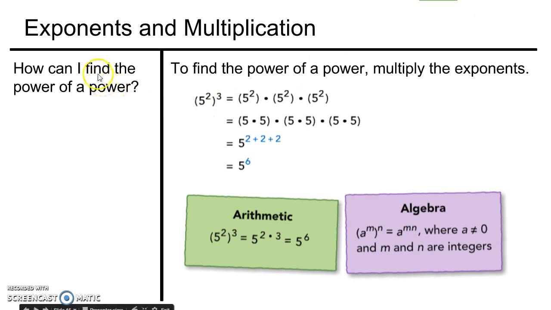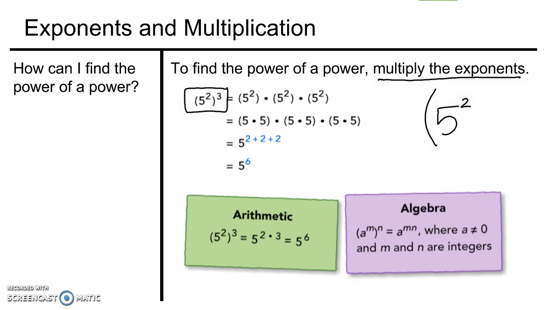So first, copy this down. How can I find the power of a power? It sounds more complicated than it is. Power of a power. To find the power of a power, multiply the exponents. And like yesterday, I want you to underline this last part here. Power of a power, we are going to multiply the exponents. What does that look like? I want you to copy this down right here. I'll even write it out to decide what I want you to write.